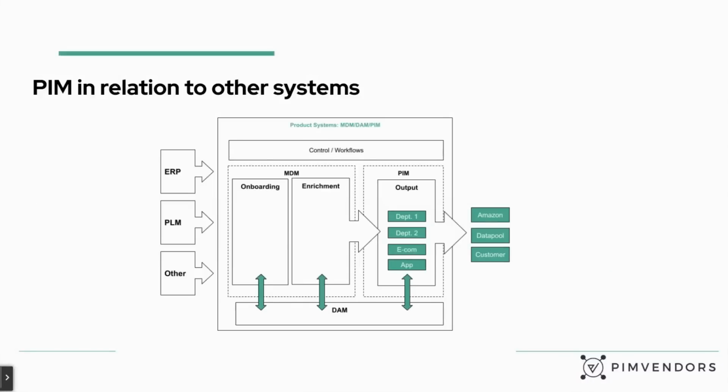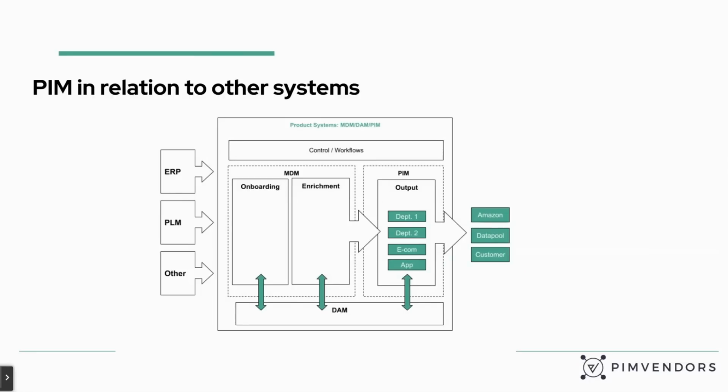And how is PIM then the tool? How is that positioned within your IT landscape? We see it as using data from your ERP, your product lifecycle management, your PLM, and other sources as input. Then your product systems, that means your MDM, your master data management tool, your data asset management tool, your PIM, your product information management tool.